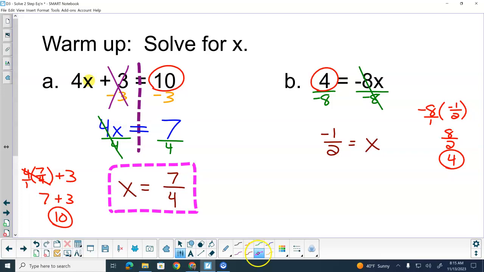So that check step helps us out because it tells us if we're right or if we're wrong. But if you don't do the check, then you'll never know. Then you're leaving it up to chance. Okay? Me, I'd rather know that I'm right. Okay? Good stuff there.